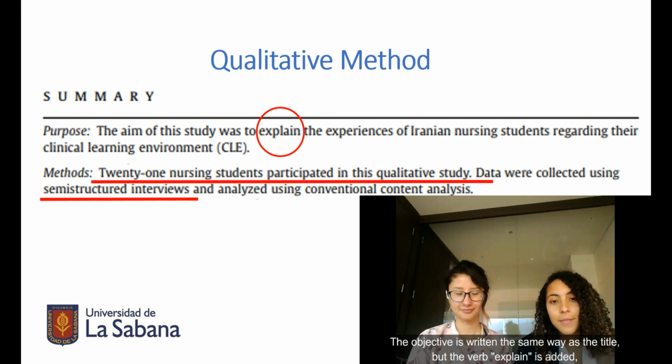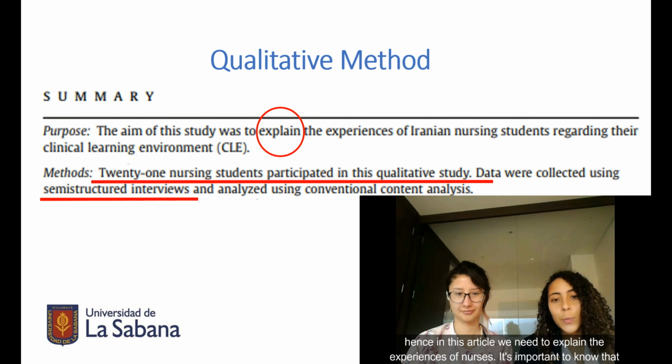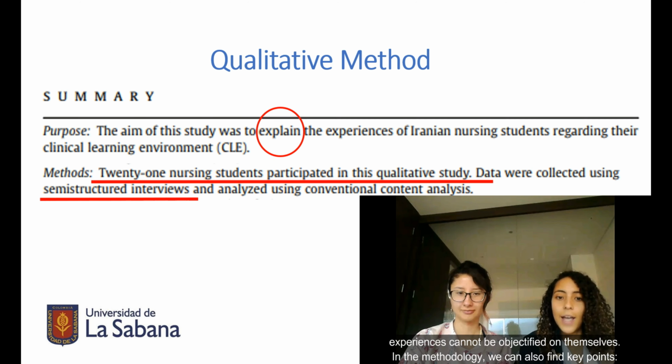The objective is written the same way as the title, but the verb explain is added. Hence, in the article, we need to explain the experience of the nurses. It's important to know that the word experience makes us think almost immediately of a qualitative methodology, because experience cannot be objectified in itself.